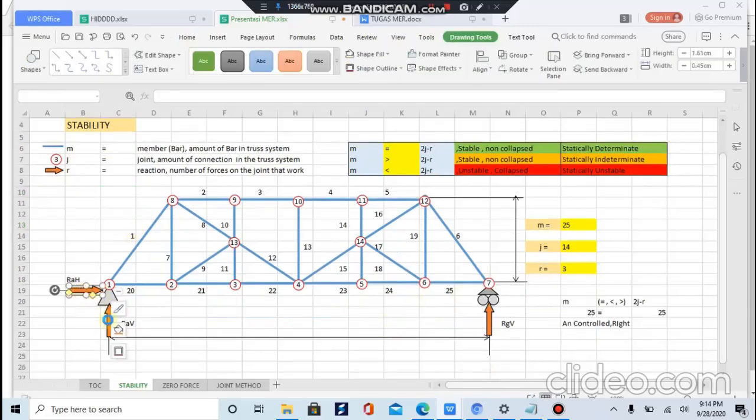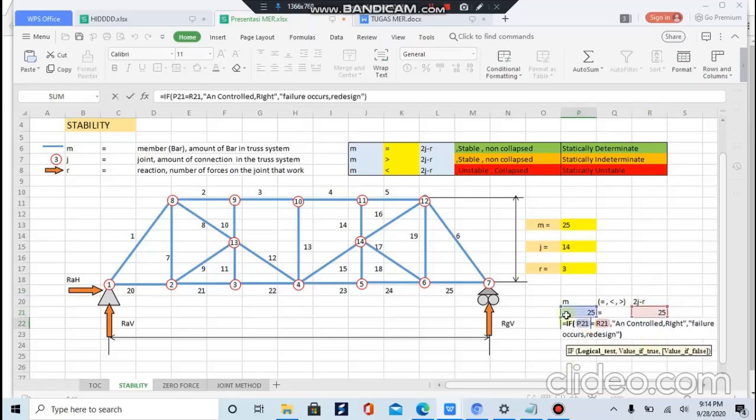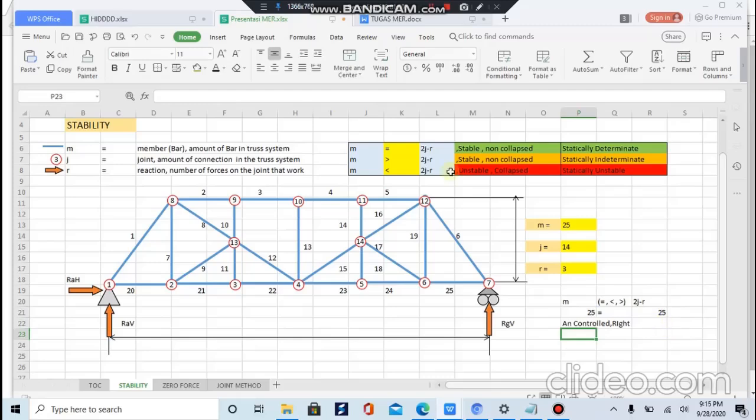Because there are 3 reactions, for our simple plane truss, we use R equal to 3, G equal to 14, and M equal to 25. From the result of the above calculation, 25 equals 25, or M equals 2G minus R. So according to the existing regulation, if M equals 2G minus R, our simple truss is stable or non-collapsible, or we can say a perfect truss.